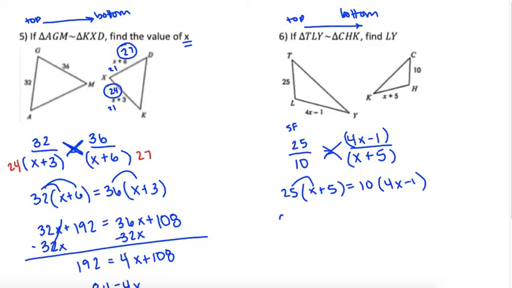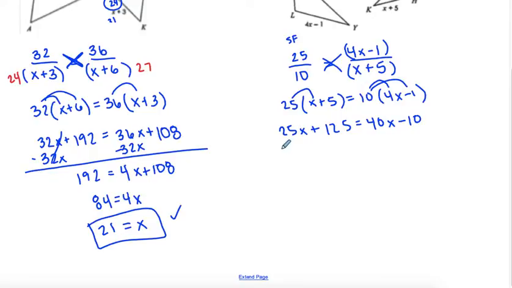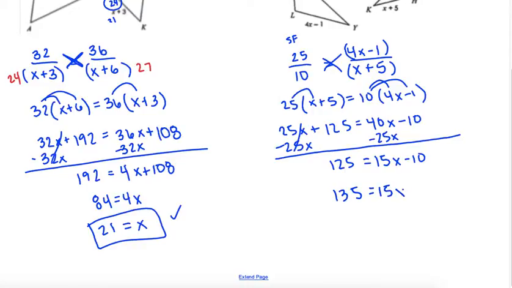And distribute. 25x plus 5 times 25 equals 40x minus 10. All right, so now we're solving. We have x's on both sides, so I'm going to move the smaller, keep it positive. And again, you could move that 40x if you wanted to. However, it would become negative on the other side. So that's what I mean when I say keep it positive. So now I'm going to take the 125 and add the 10 over. And the last step is going to be divide by 15.